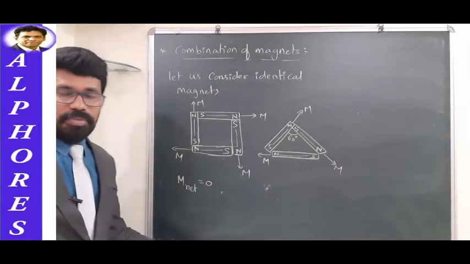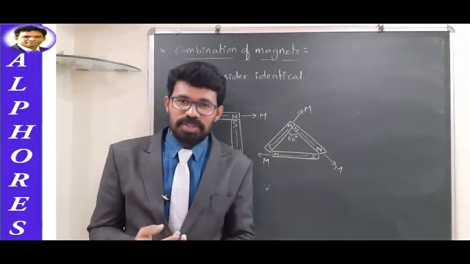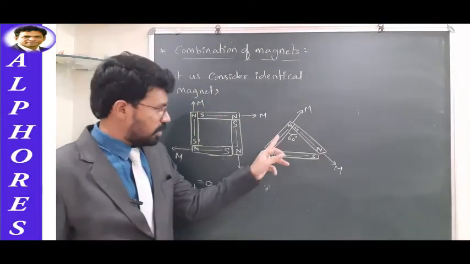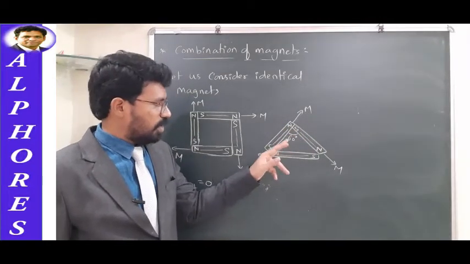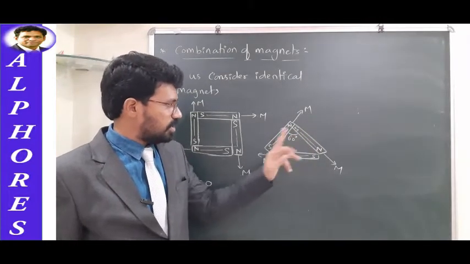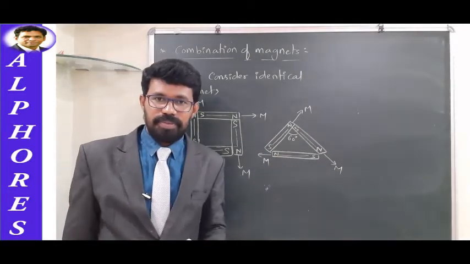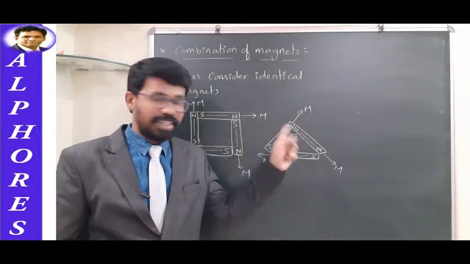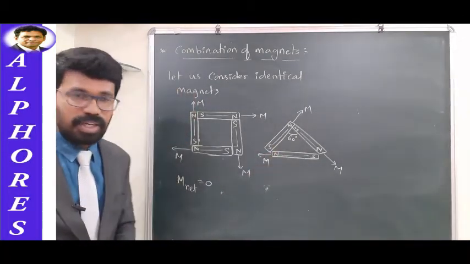Okay. If you wanted to make use of the equation under root M1 square plus M2 square plus 2 M1 M2 cos theta to find the resultant magnetic moment, you can find the resultant of these two magnetic moments, and then you have to find the angle between that resultant and the magnetic moment of this magnet. Then you will be able to find the resultant magnetic moment of this arrangement. But that's a hectic process. Just by looking at the figure, you can identify.